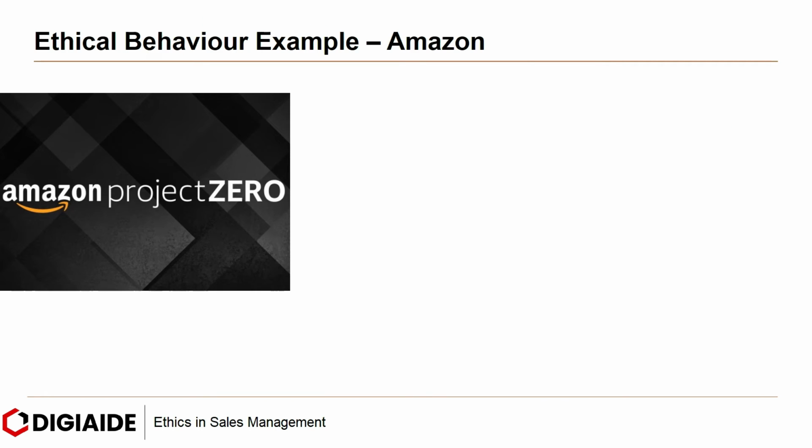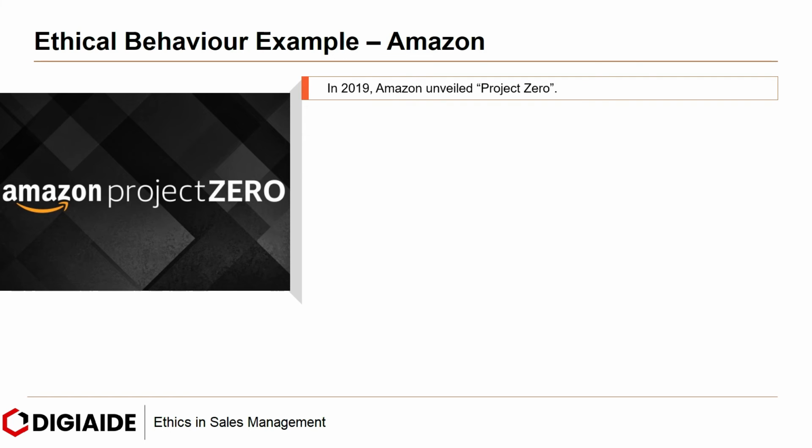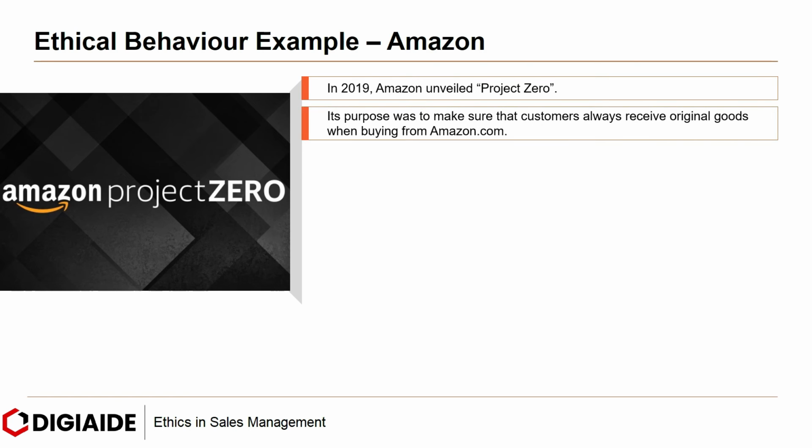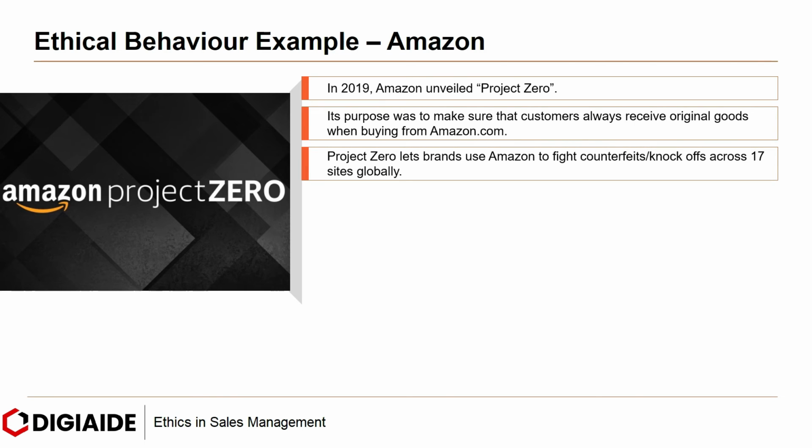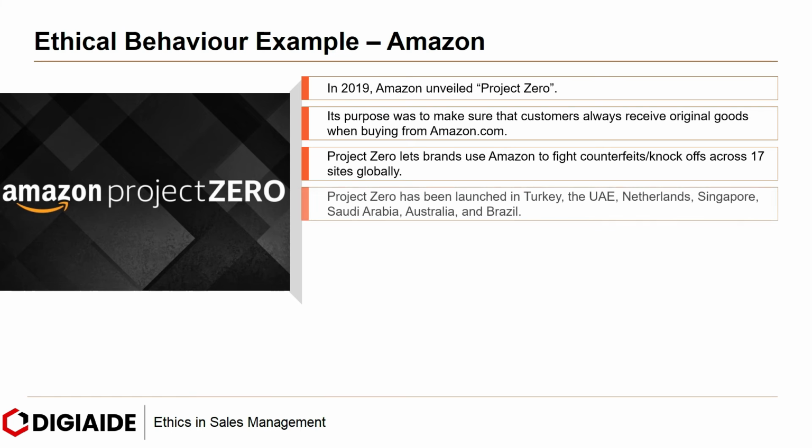Moving on to an example of ethical behavior by Amazon. In 2019, Amazon unveiled Project Zero. Its purpose was to make sure that customers always receive original goods when buying from Amazon.com. Project Zero lets brands use Amazon to fight counterfeits or knockoffs across 17 sites globally. Project Zero has been launched in Turkey, UAE, Netherlands, Singapore, Saudi Arabia, Australia, and Brazil, to name a few.